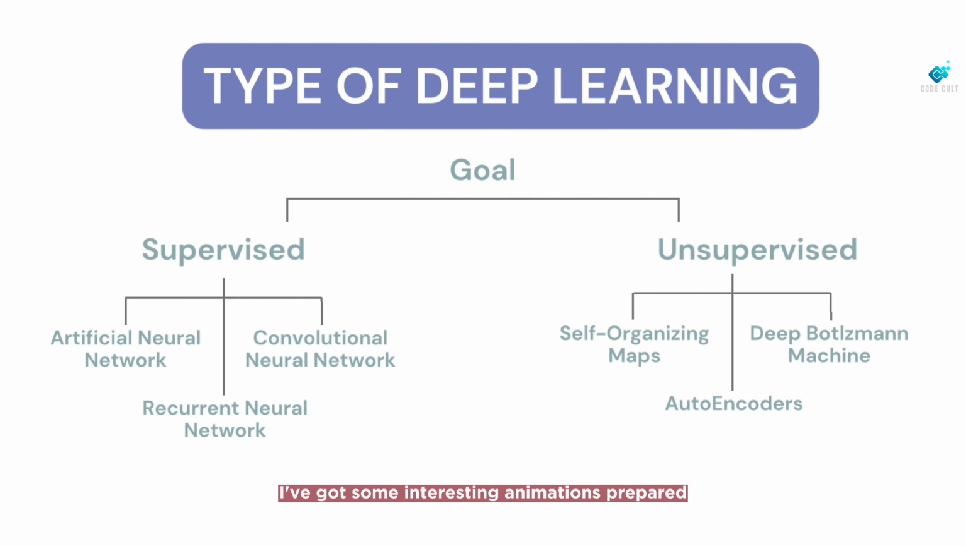So let's have a look. I've got some interesting animations prepared. Artificial neural networks, convolutional neural networks, and recurrent neural networks. Those are the 3 core types of supervised deep learning. Artificial neural networks are the base ones that you will need to know in order to know any other type of deep learning. Convolutional neural networks usually deal with images and image recognition, and recurrent neural networks usually deal with memory retention, so assessing sequences.